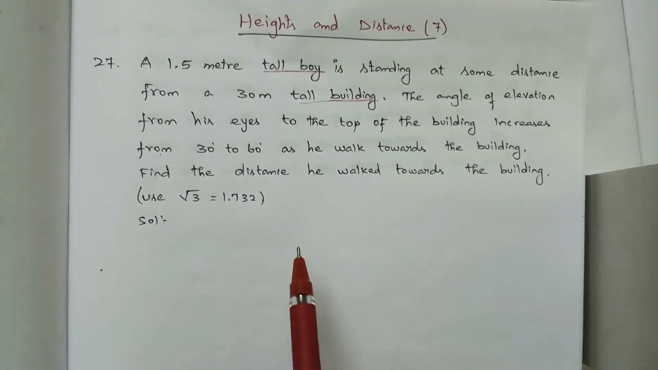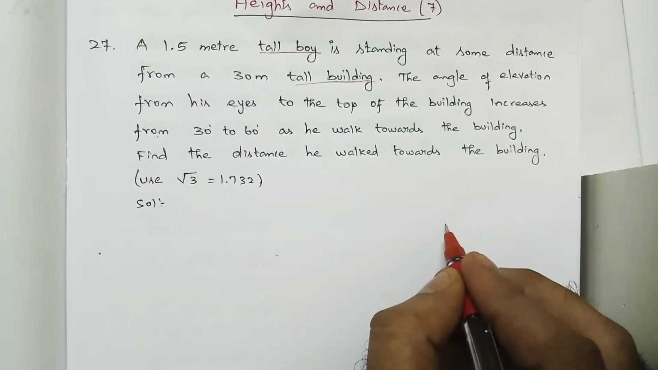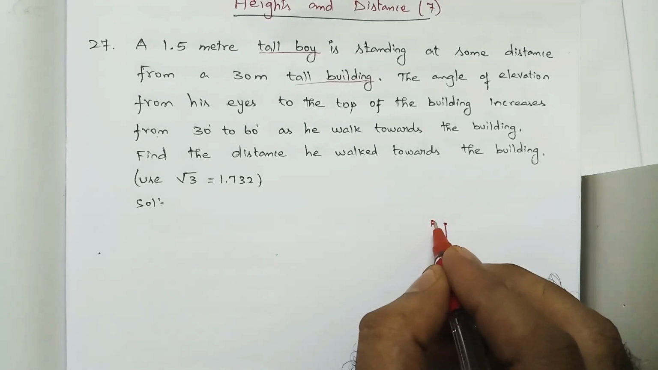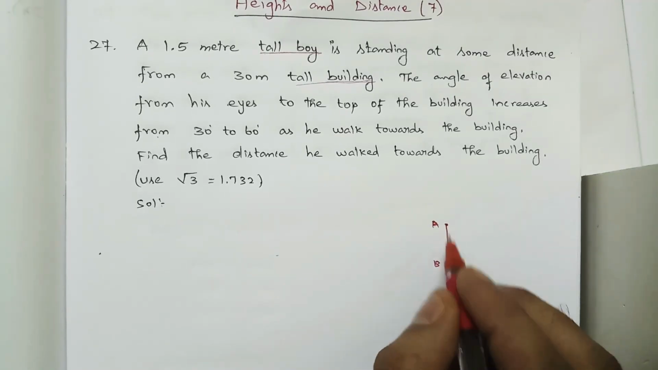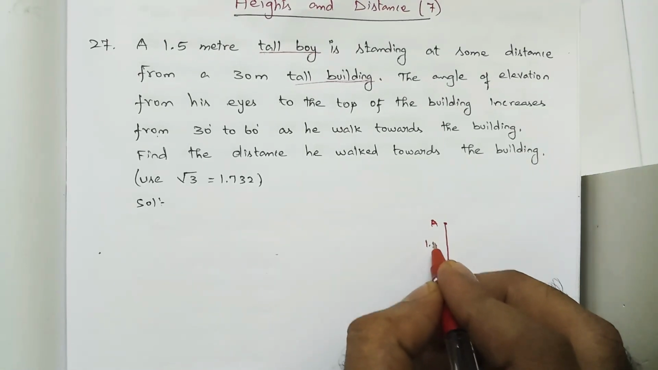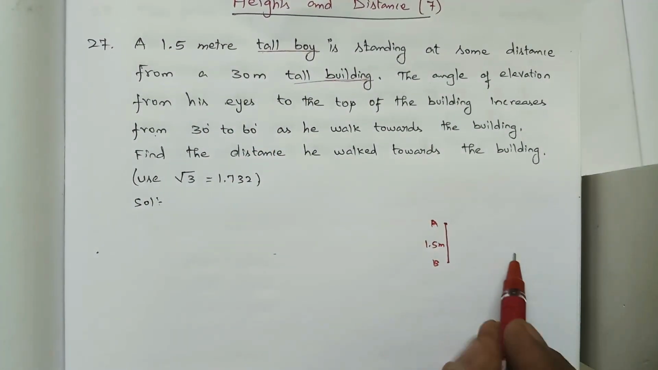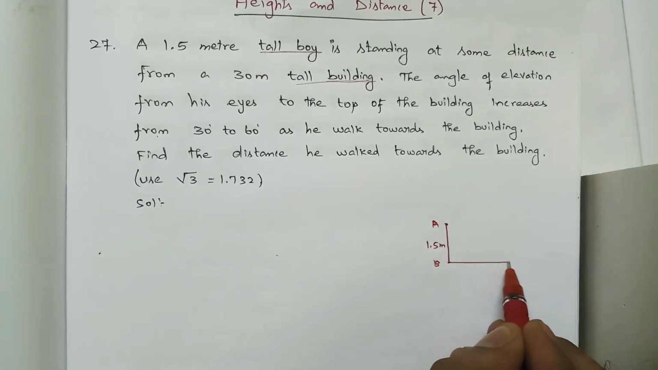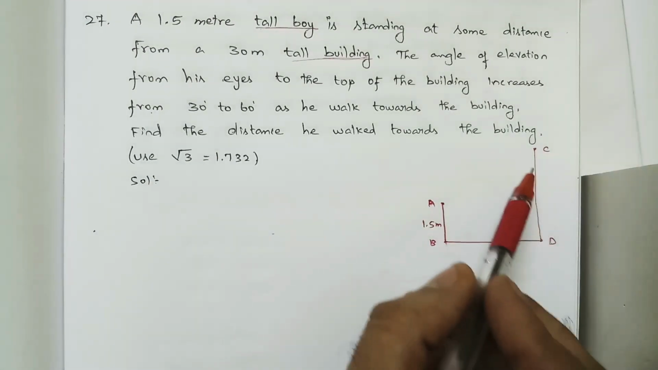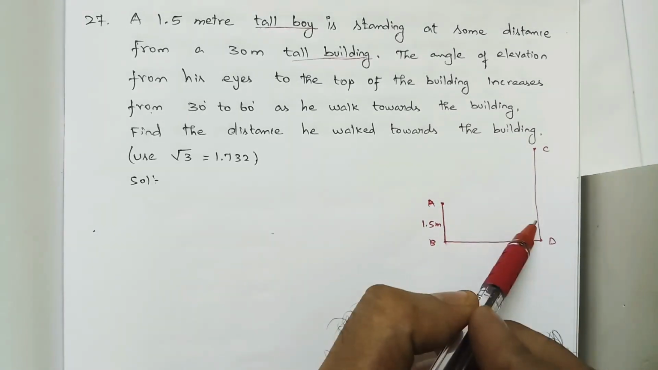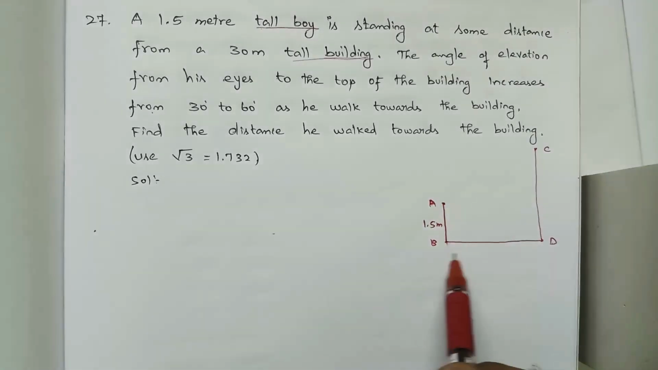First we can picturize the question. The 1.5 meter tall boy: I'm just giving names. Point A is his eye and B is the foot of the boy, so the height of the boy is 1.5 meter. Then there is a 30-meter tall building, and both are in the same plane. CD is the building, where C is the top of the building and D is the base, the foot of the building.